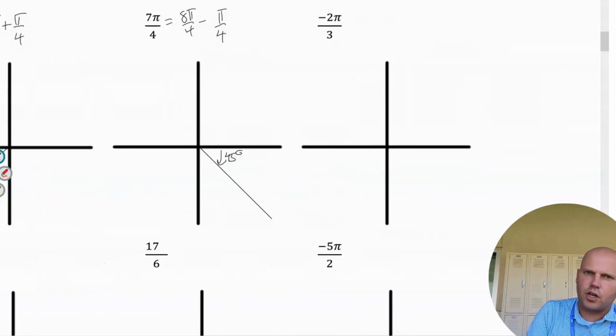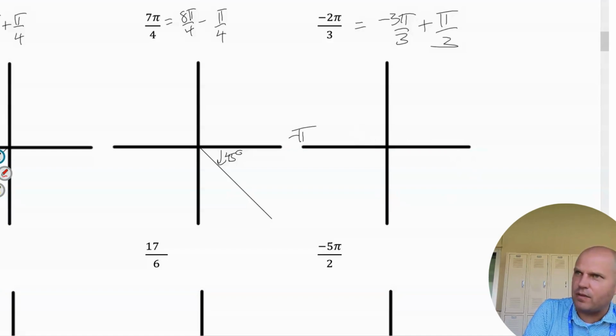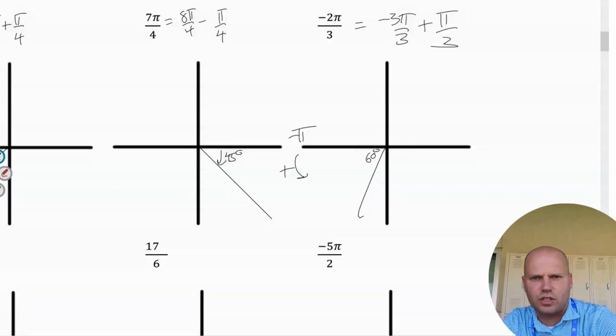This is a good one. You could either go minus 1 pi over 3 minus 2 pi over 3, or you can go to minus 3 pi over 3 and add a pi over 3. If you went to minus 3 pi over 3, you're still adding in this direction, you'd still end up here, 60 degrees away.